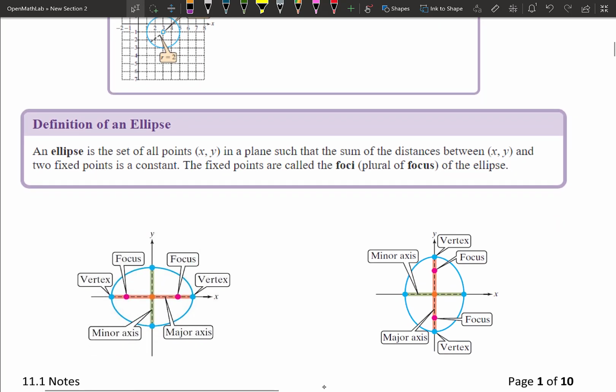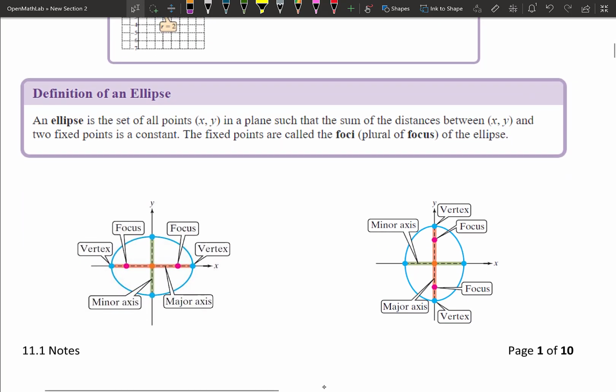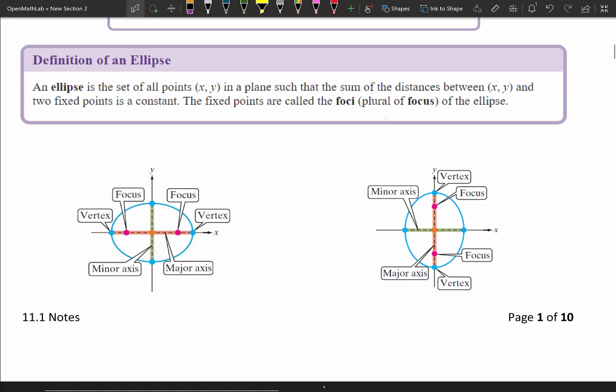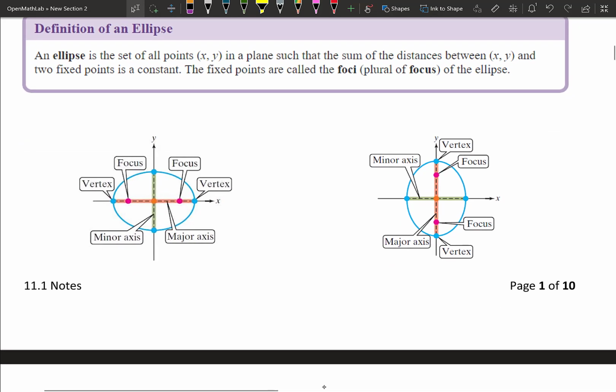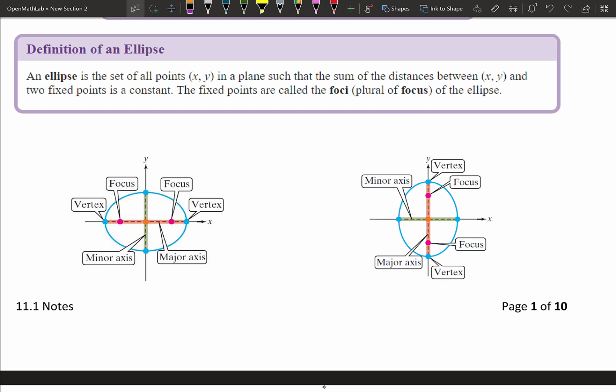So then, the one that's at least the most related to a circle of the conics is an ellipse, so it makes sense to cover that next. So an ellipse is kind of like a squished circle, if you will, right? So an ellipse is a set of all points (x, y) in a plane such that the sum of the distances between (x, y) and two fixed points is a constant. The fixed points are called foci, plural of focus, of the ellipse.